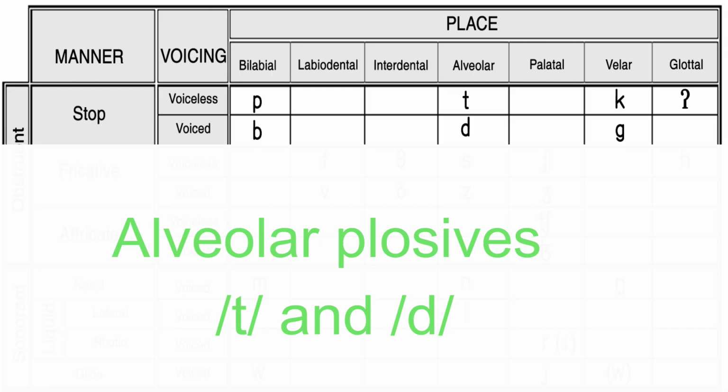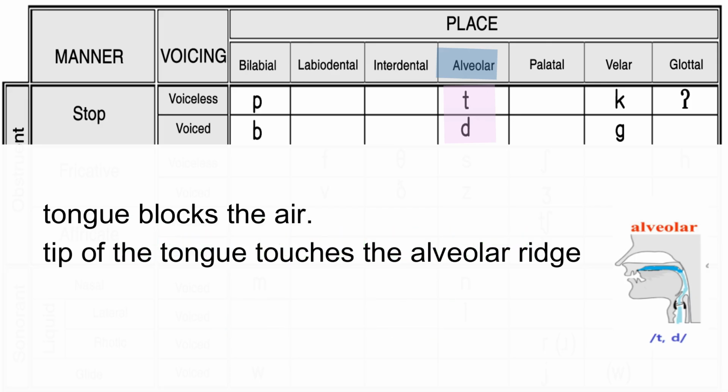Alveolar plosives ta and da. Ta and da are alveolar plosives since the sounds are produced at the alveolar ridge. Ta is unvoiced and is the counterpart to the voiced da.